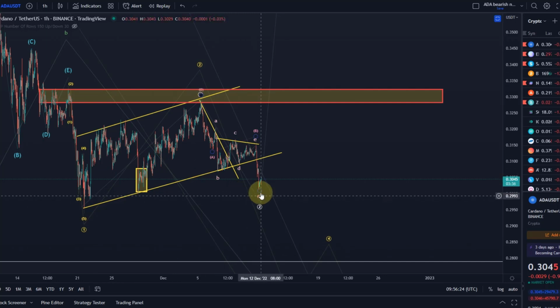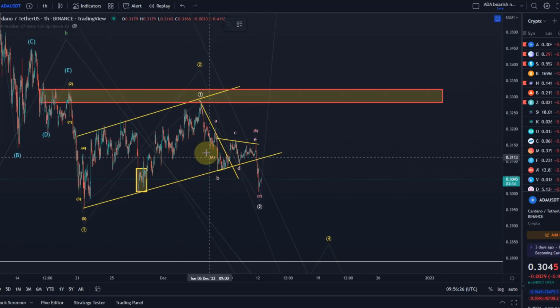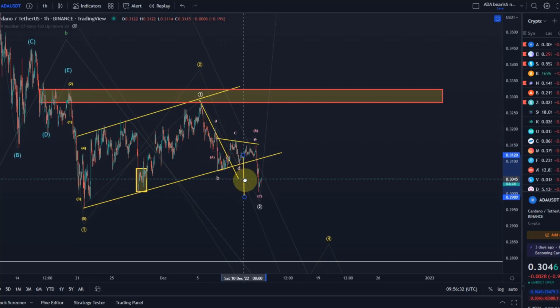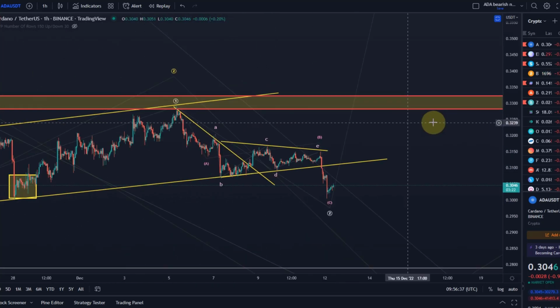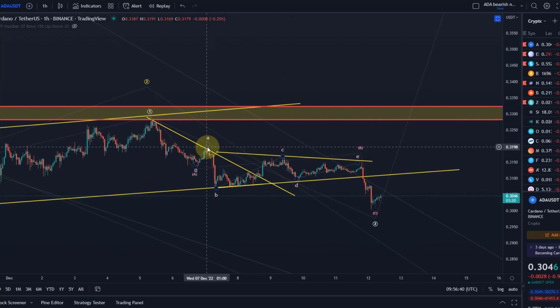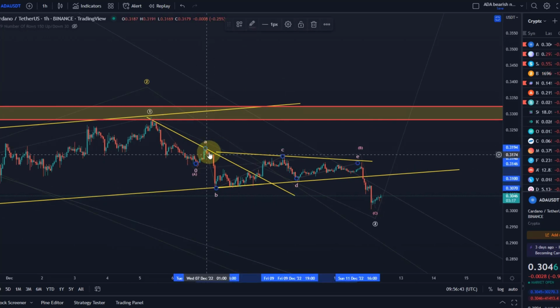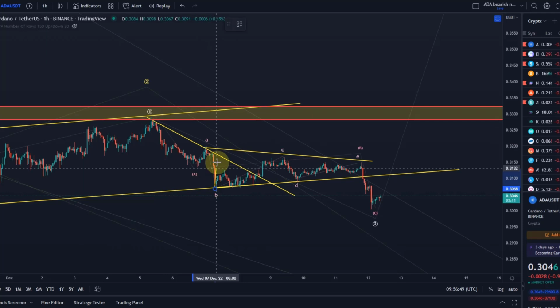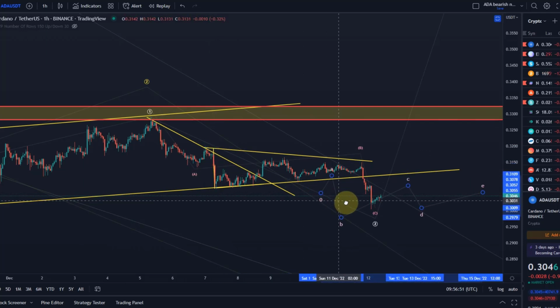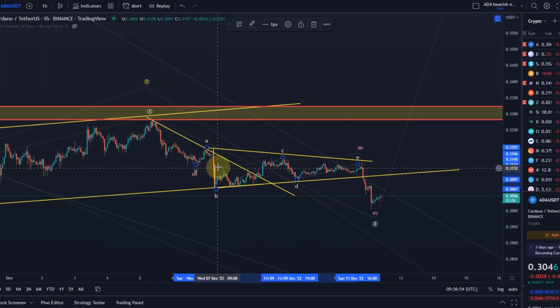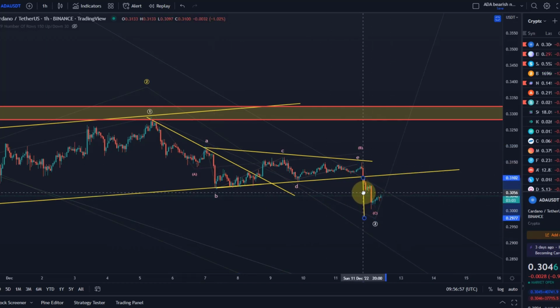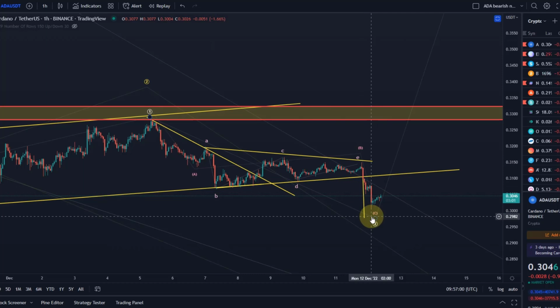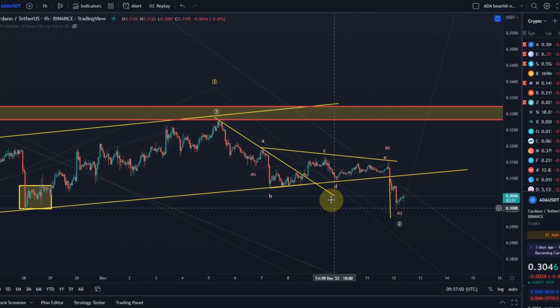And more interestingly, let's say we take the height of wave A to B, and then we add it to the breakout point. One second, it needs to be properly done. Yeah, it was A, B, here. Okay, so let's do that. It's the height of the triangle. We add it to the breakout point. Let's see where that would take us. So the target would actually take us to 29.8 cents. So we came down to 30, which is pretty close.